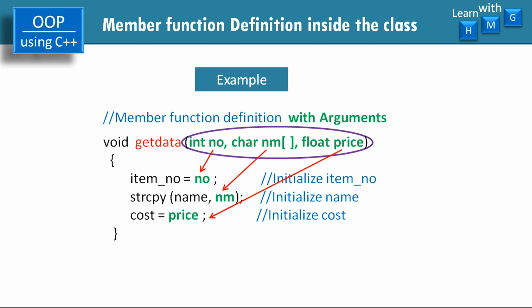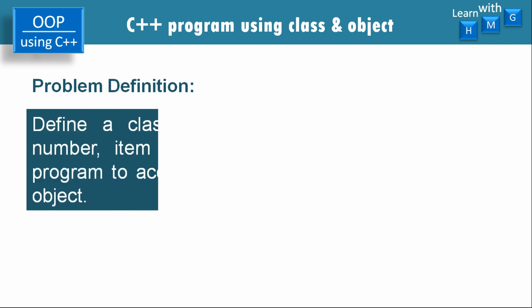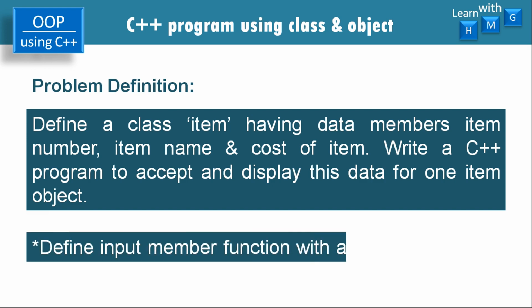So like this you can define the member function within the class as well as outside the class as per your choice. Both syntax and examples are given to you. Now let us proceed further to the actual program. Let us write a C++ program using class and object, in which we define a class item having data members item number, item name, and cost of item. Write a C++ program to accept and display this data for one item object. Define the input member function with arguments.